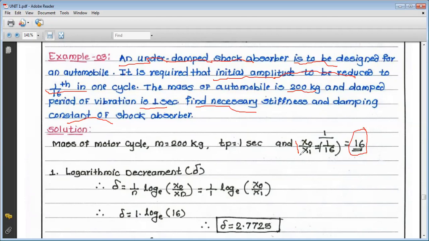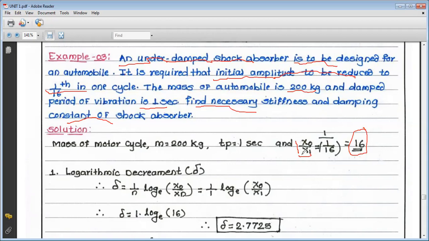If you have not understood this, I will take another example. Now for example, I will take the initial amplitude as 16. Now we have to reduce this amplitude of 16 by 1/16, that means 16/16 is 1. So x0 upon x1 is 16/1, that is 16. So this is your x0 upon x1.